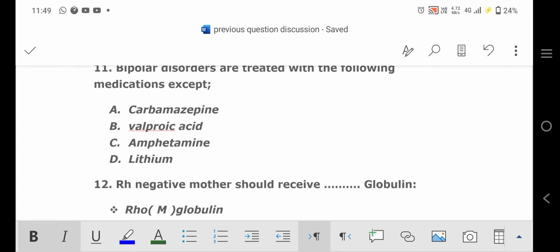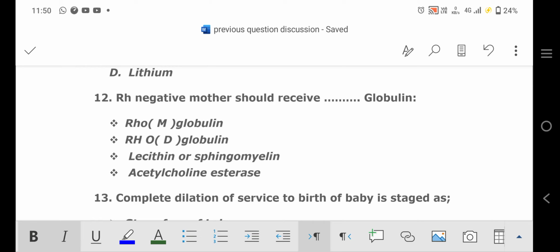Next question. Rh negative mother should receive dash globulin. Options: RhoM globulin, RhoD globulin, lecithin or sphingomyelin, acetylcholine esterase. The answer is option B, RhoD immunoglobulin. Rhesus factor D immunoglobulin.